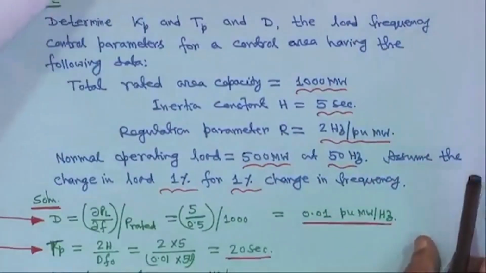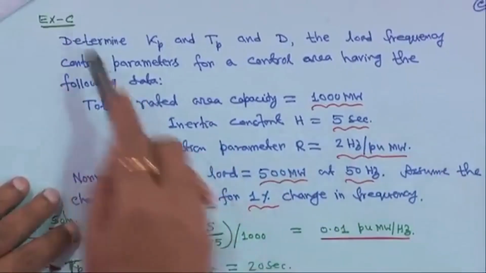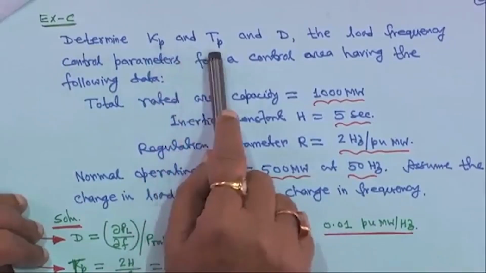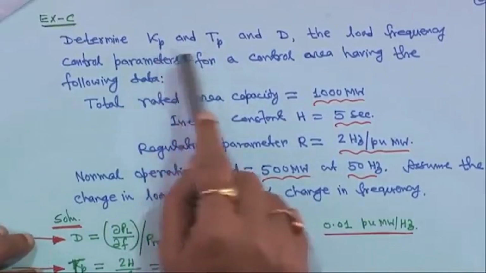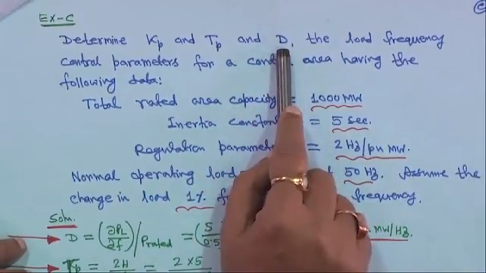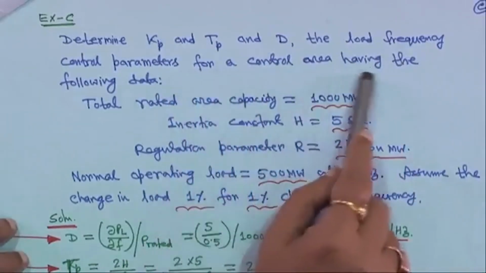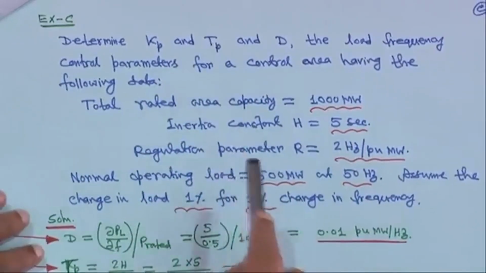Now another one, say this is your example C, the third example. You have to determine Kp and Tp. Kp is, as we have told, the power system gain, and Tp the power system time constant, and D is sometimes called del PL upon del F, right? So the load frequency control parameters for a control area having the following data. You have to determine Kp, Tp and D, and these are the parameters given.